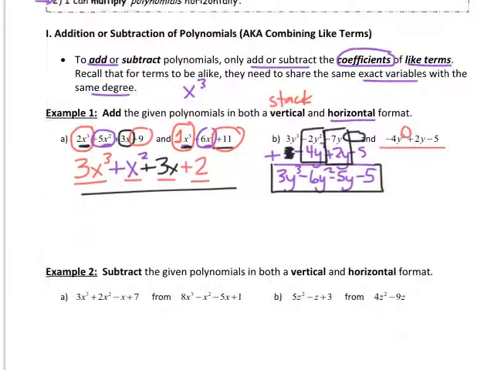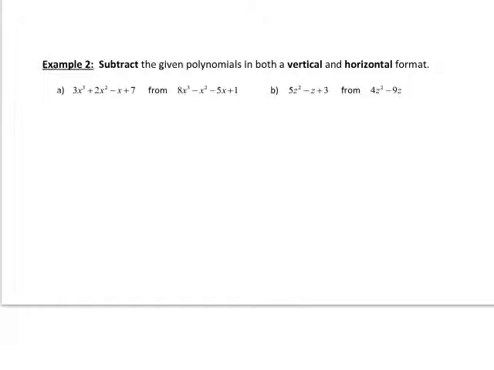And if we take a look at example 2, we're going to be subtracting polynomials. Subtracting polynomials gets a little bit tricky because we have to look and see what they want us to do specifically. It says to take this polynomial and subtract it from this polynomial. So we have to subtract 3x cubed plus 2x squared minus x plus 7.